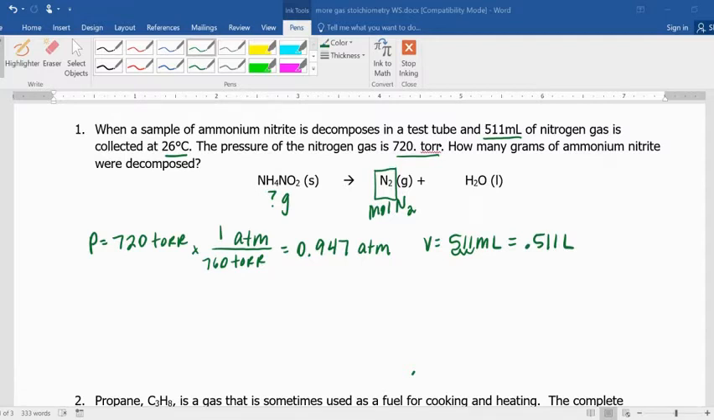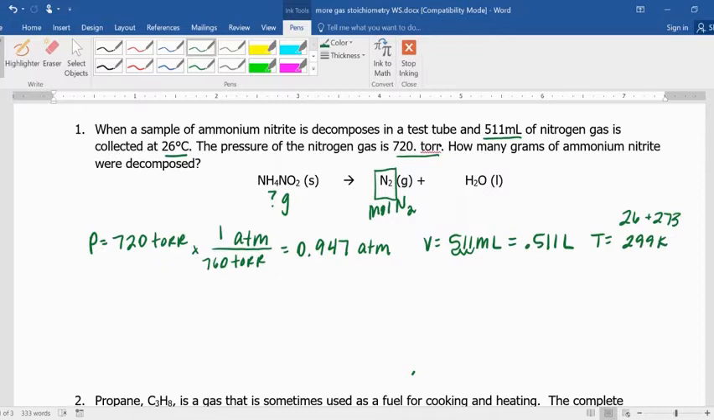0.511. And then lastly, our temperature, nothing's easy in this problem, is 26, but that's Celsius, so we want to add 273 to get Kelvin, and our answer in Kelvin would be 299 Kelvin.